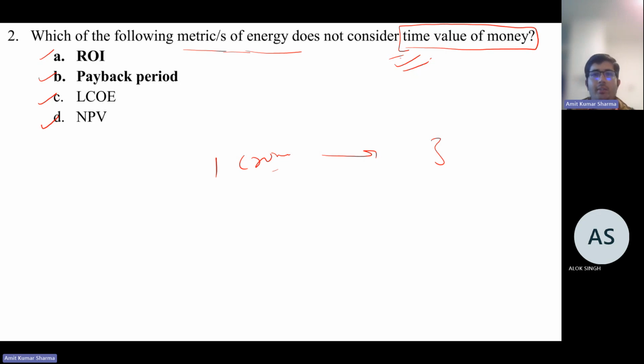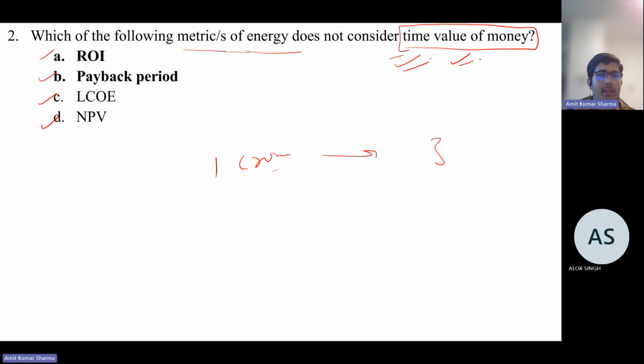After considering this factor, we can find out the correct values for the investment that we are making right now. What will this investment be equivalent to after 10 years, 15 years? Suppose after 10 years we are getting this much return, then how much money is that equivalent to from today's perspective? So we have to consider that. That is the time value of money.